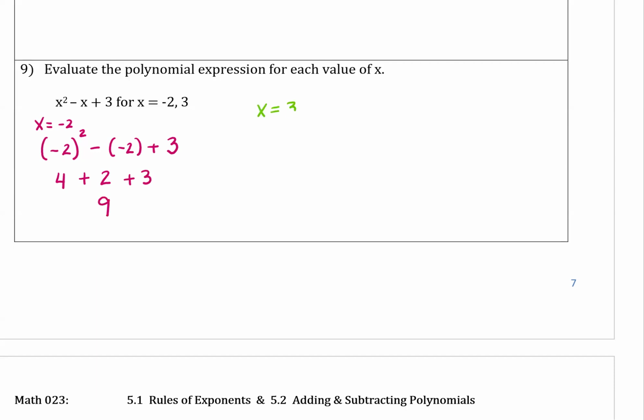We have x is equal to 3. I am still going to use parentheses anytime I plug a number in for a variable. Three squared is 9. 9 minus 3 plus 3 gives me 9.